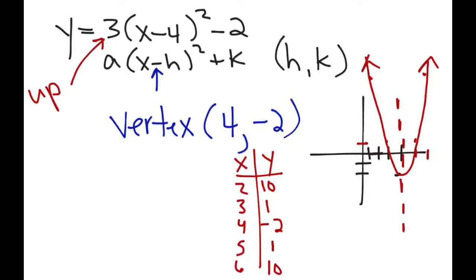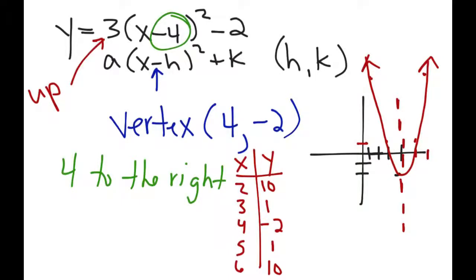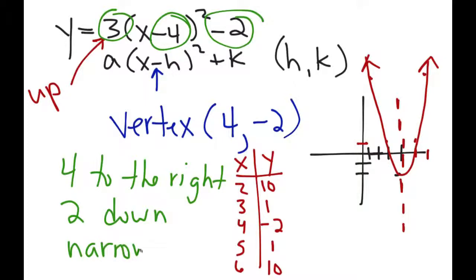So I can say in vertex form, it tells me how this graph has been shifted. It tells me that it's been shifted 4 to the right. That's what this tells me. This tells me it's been moved 2 down. And this tells me that it's narrower than y equals x squared. And if you look at the graph, hey, look at that. Must be right.